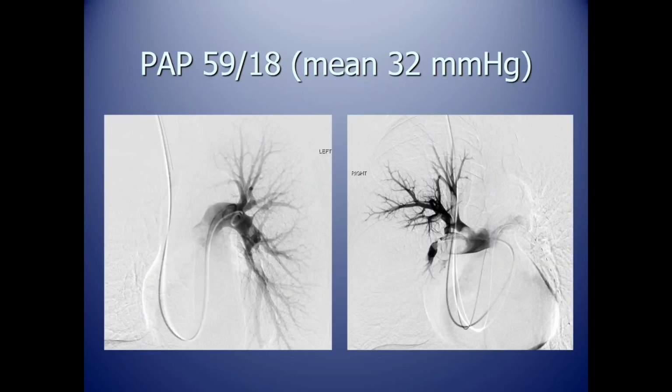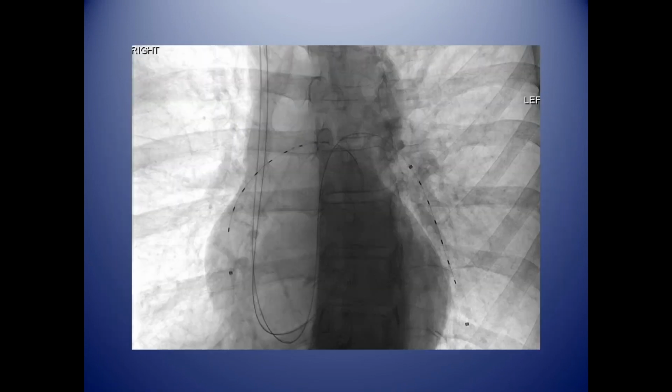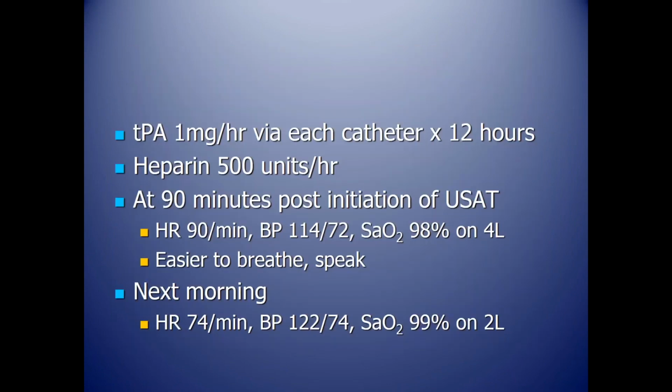We did our protocol, jugular vein access, that's the PA gram. You see the pulmonary pressure is 59 millimeters of mercury. Again, that's the pigtail catheters. We put our multi-sidehole EKOS catheters here from the jugular vein approach. We ran our protocol, 1 milligram an hour for 12 hours through each catheter, heparin at 500. And this is what we typically see.